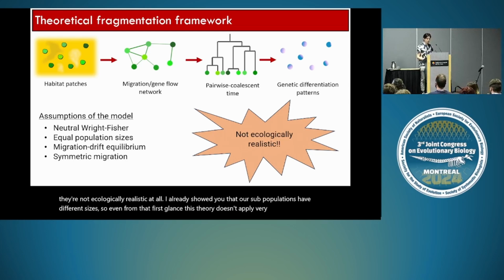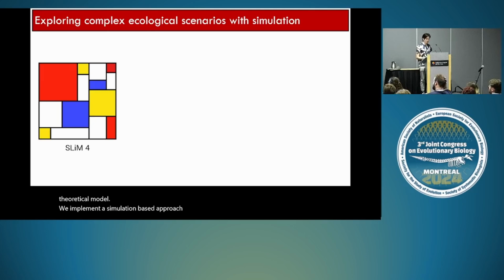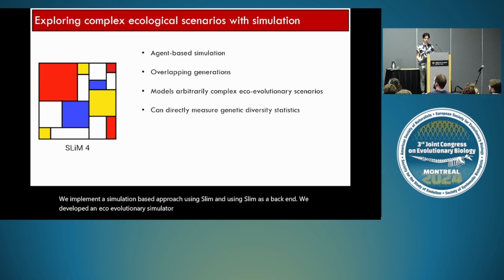And so in order to circumvent the hard assumptions of the theoretical model, we implement a simulation-based approach using SLiM. Using SLiM as a backend, we developed an eco-evolutionary simulator with the following characteristics. It's an agent-based simulation, so we can look at individual statistics across any point in time for every individual in the population. We can apply overlapping generations, which is a much more complex population genetic scenario. We can also model arbitrarily complex eco-evolutionary scenarios and impose them on our population of interest. And we can directly measure genetic diversity statistics at any point in time throughout the simulation.